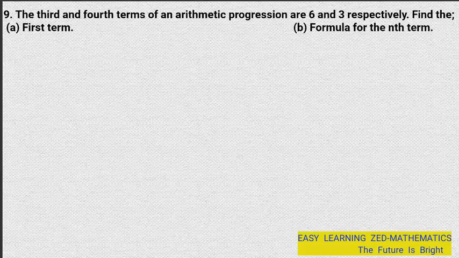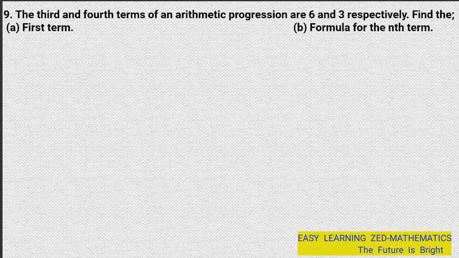Okay, question 9. Question 9 reads: the third and fourth terms of an arithmetic progression are 6 and 3 respectively. Find A, the first term, B, the formula for the nth term. Okay, so we're going to start with A, which is we should find the first term. So what I'm going to do is write the formula we use to find the term.